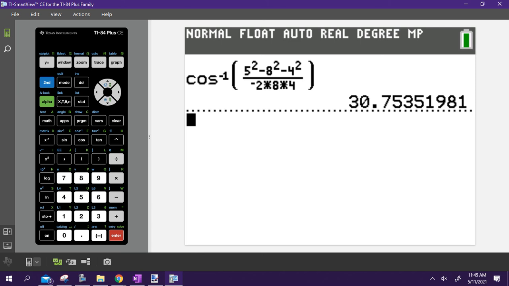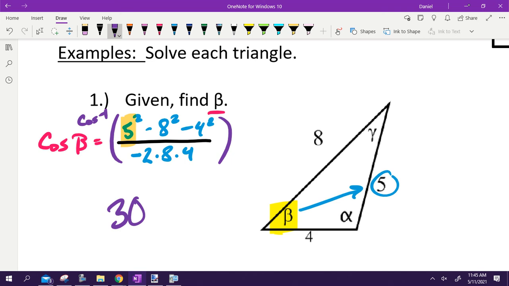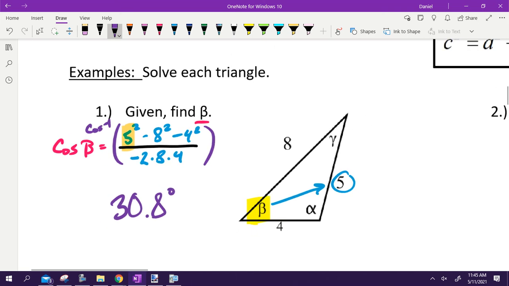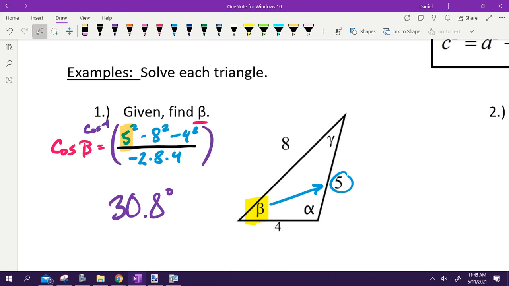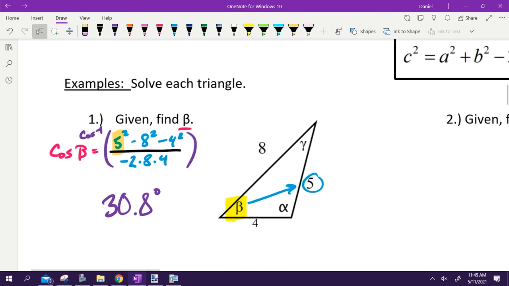It's an angle, so I round it to 1 decimal place. 30.8 degrees is my missing angle. Kind of makes sense with how we set that thing up. Let's go to number 2.